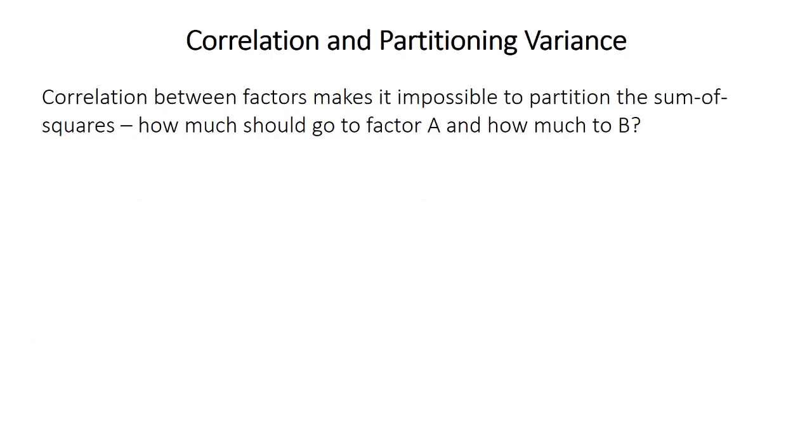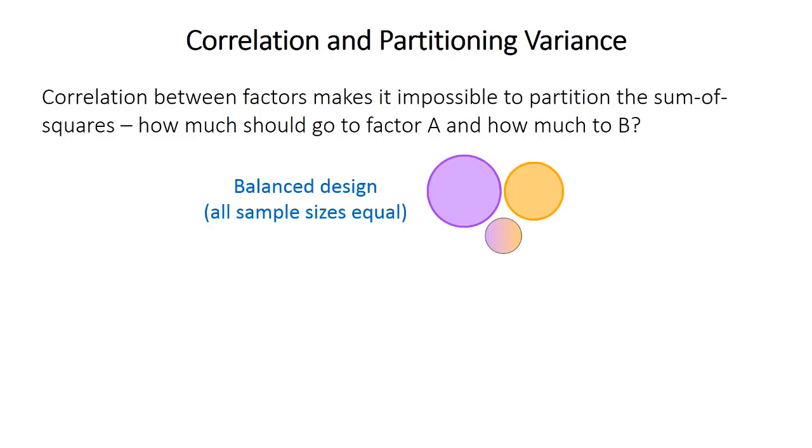Well, the correlation between factors means that it's impossible to accurately partition the sum of squares. Because we know, just knowing something about whether it's wood chips or soil tells us some information about a different factor, they're intertwined in some way. We can't distinguish them fully. So consider the balanced design.